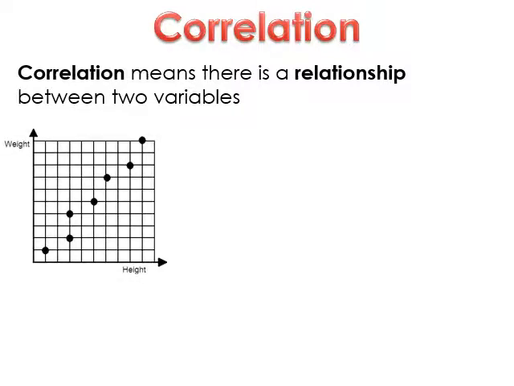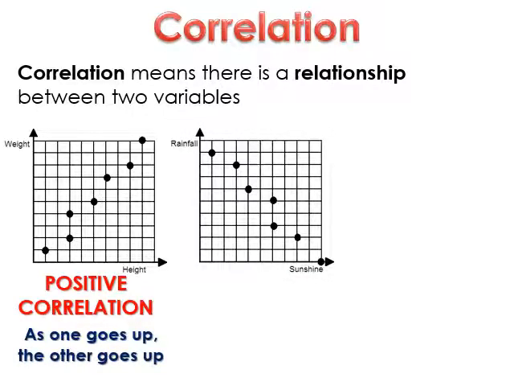So remember that correlation means the relationship between two variables. In the first case here we've got height and weight, and we can see that there's a positive correlation for that one, because as the height increases, the weight increases. Remember, they're both increasing together, so therefore that gives you your positive correlation.